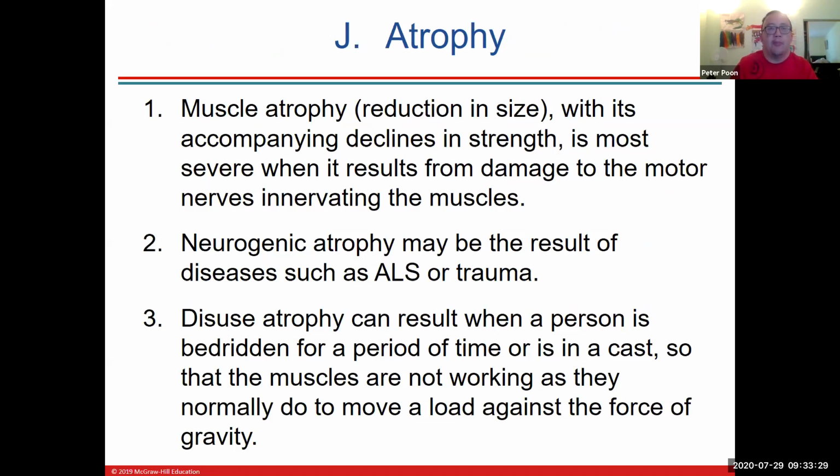Muscle atrophy, reduction in size. Atrophy is most severe when it results from damage to motor nerves. If I sever the nerve to your muscles, you atrophy very, very quickly.